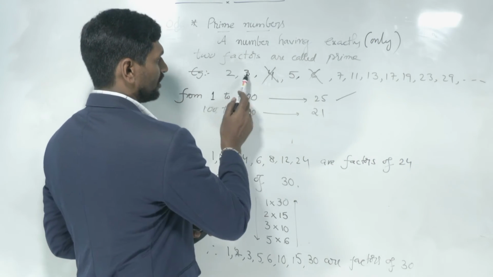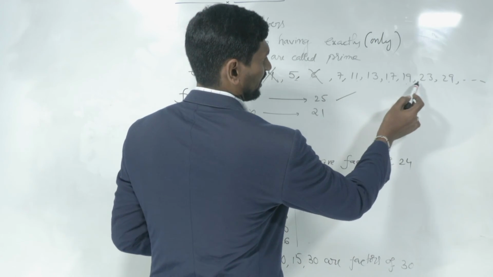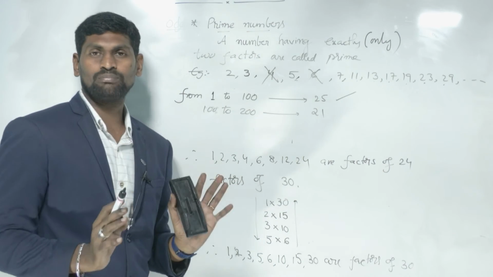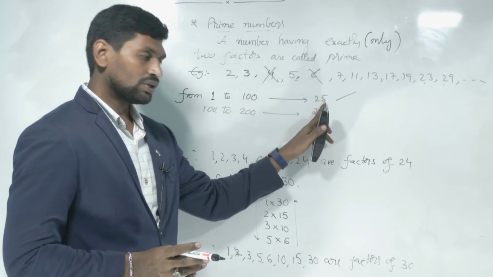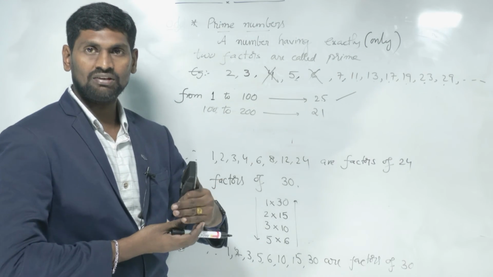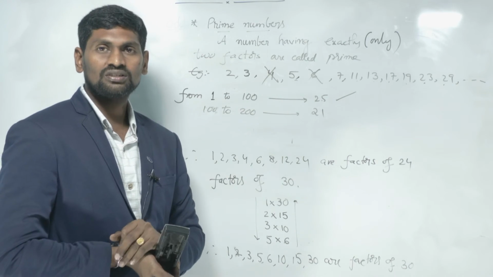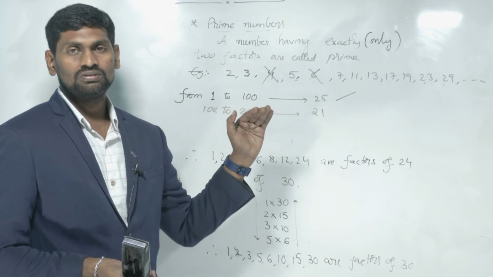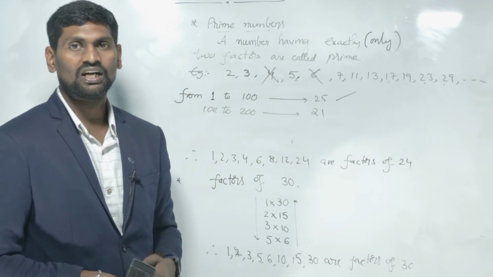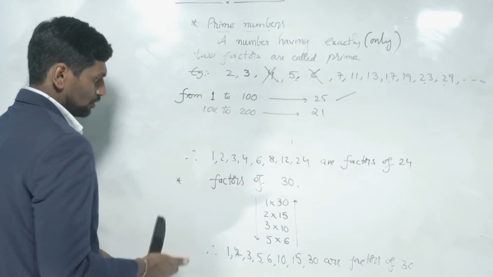Until 10, I said 10 prime numbers. Wait, until then we covered 4 prime numbers. So out of 25, if you remove those, we still have 15 prime numbers. Those 15 prime numbers you have to check and show me the answer next.